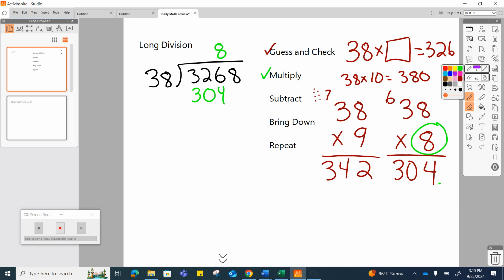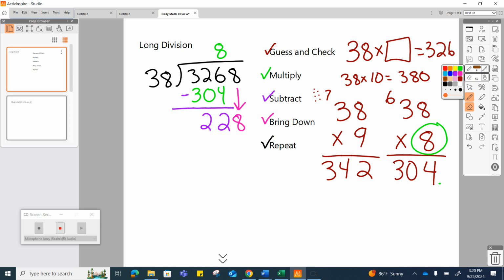My next part is subtraction. 6 minus 4 is 2. 2 minus 0 is 2. 3 minus 3 is 0. That's the subtraction. Next step, bring down. Next step, repeat. So I'm going to do guess and check. Guess and check, I'm doing it in brown. I need to guess and check about how many times 38 is going to go into 228.